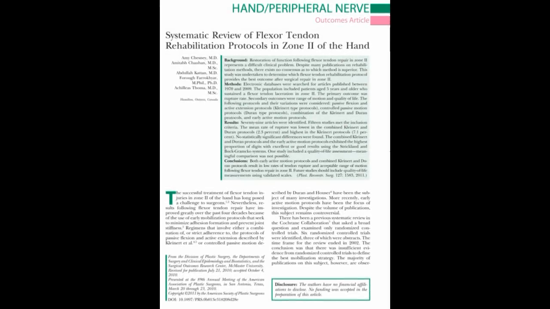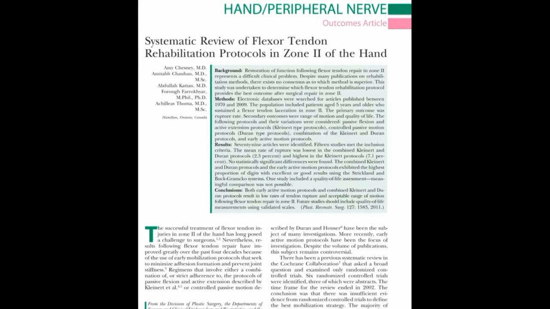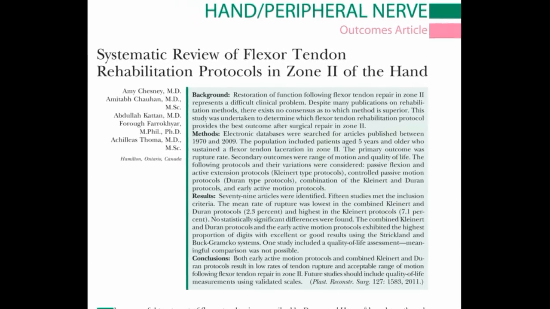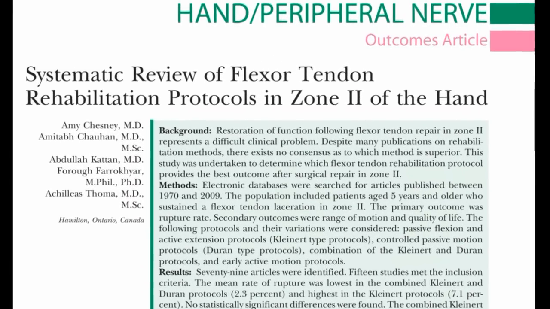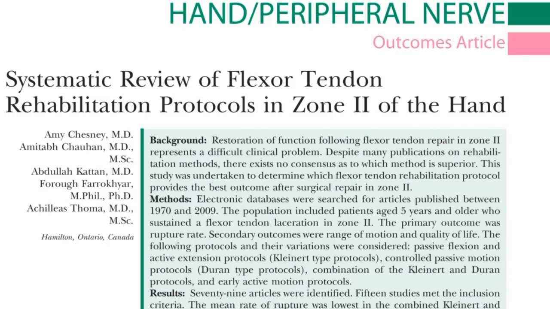Today I'm going to discuss an article entitled Systematic Review of Flexor Tendon Rehabilitation Protocols in Zone 2 of the Hand. The goal of this study was to evaluate different types of flexor tendon rehabilitation protocols. And in order to do this, the authors evaluated the English language literature between 1970 and 2009. The primary outcome that they looked at was the rate of flexor tendon rupture during the rehabilitation period.